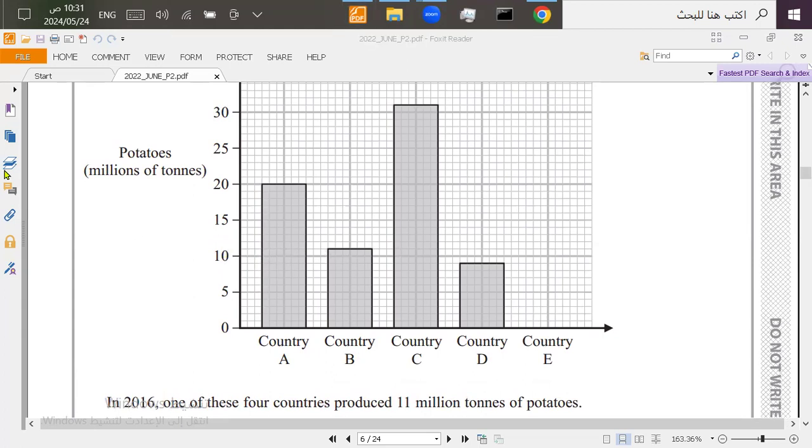Focus on the lines and make sure that you are accurate when you use bar charts. So this is 11. It means it's country B. Next question.